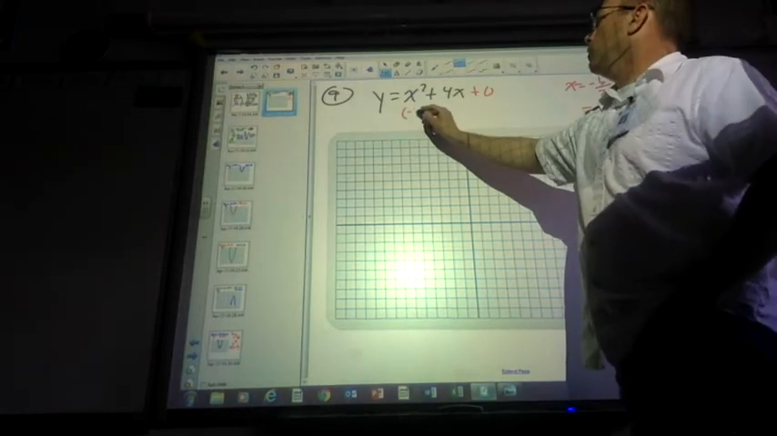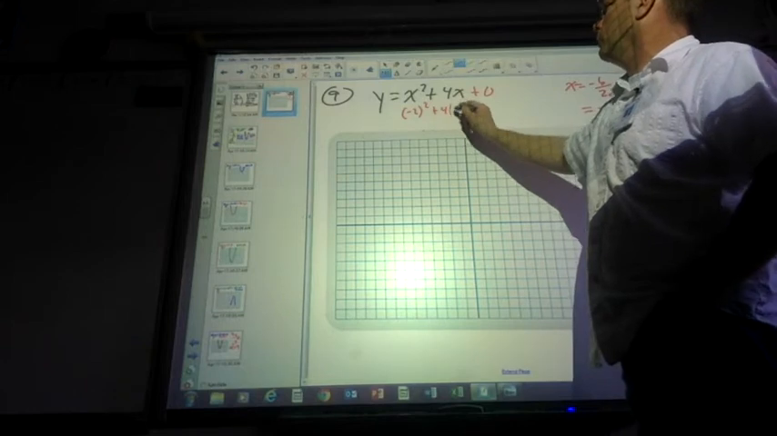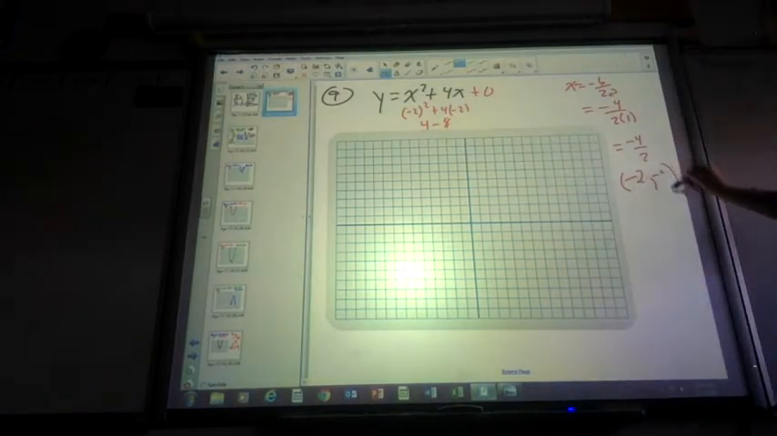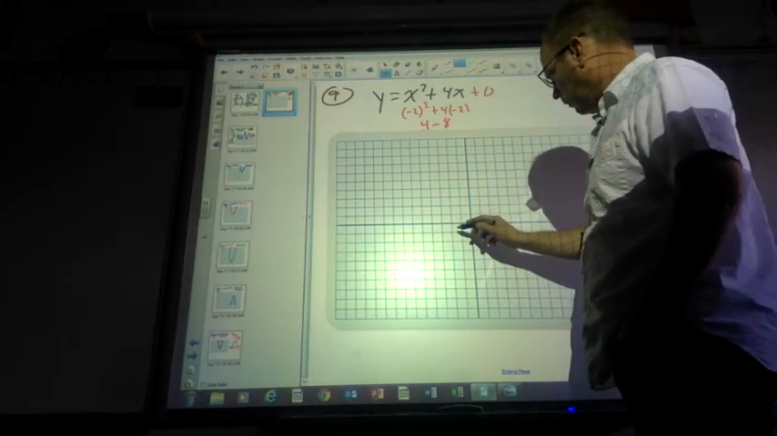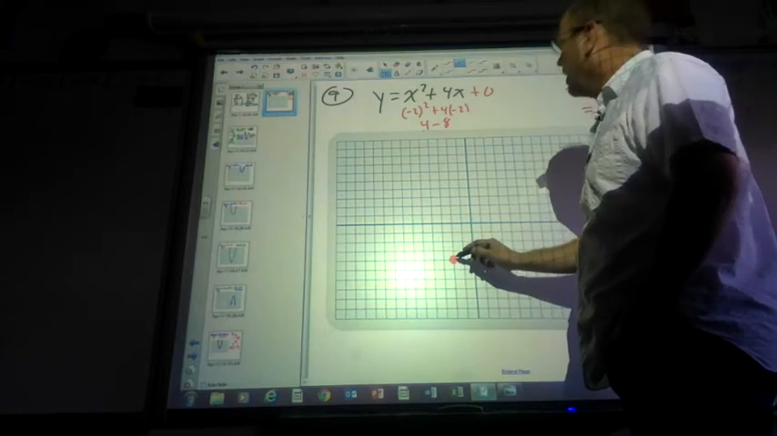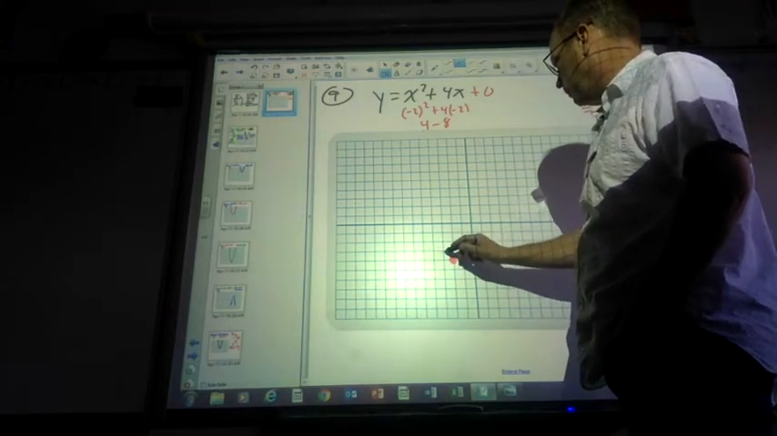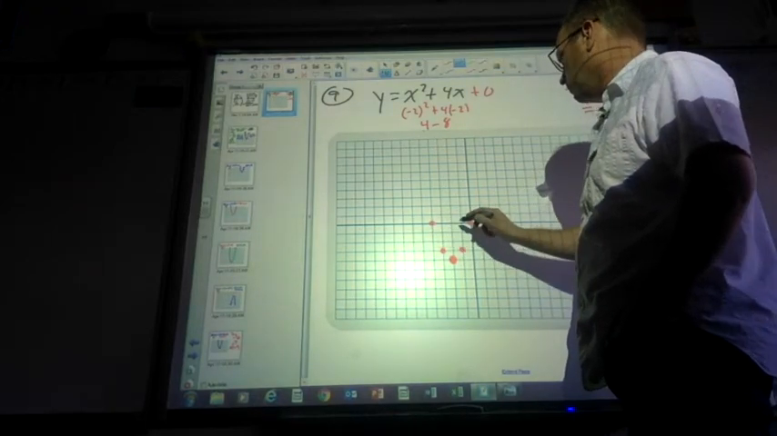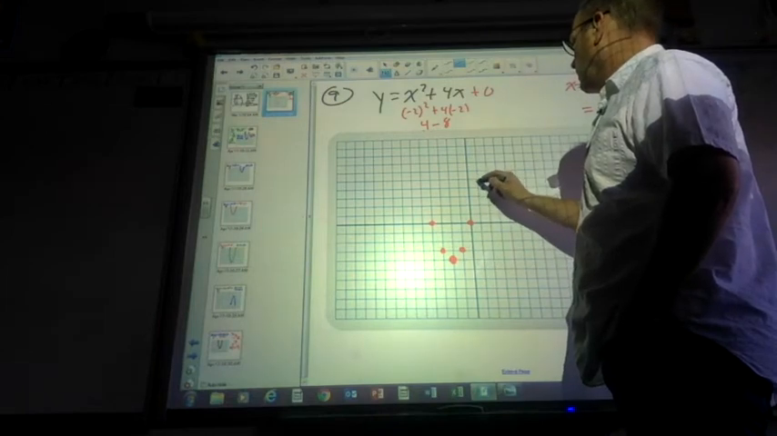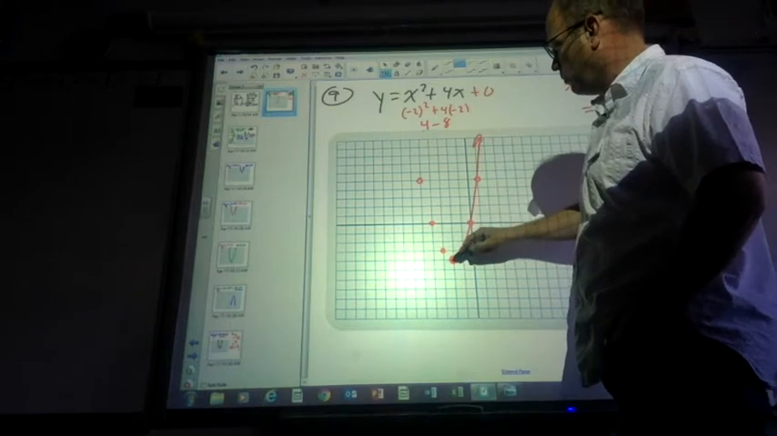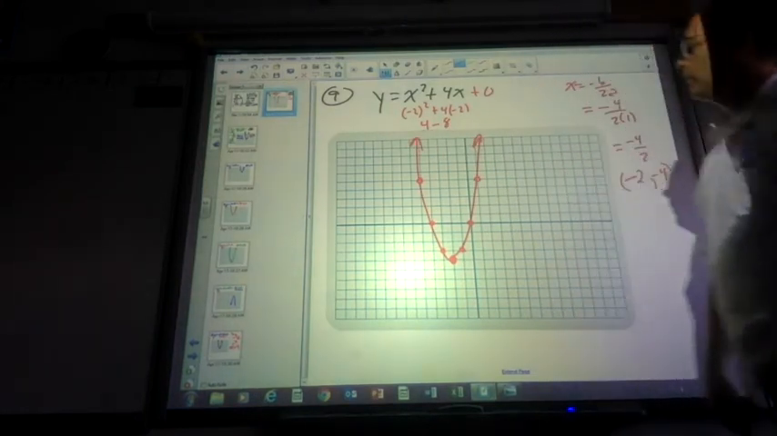So I'm going to get negative 2 squared plus 4 times negative 2. That's 4 minus 8, so I get negative 4. Right? Okay, negative 2, negative 4. 1, 3, 5. And then it's going to go right one up 1, left one up 1, right one up 3, left one up 3, right one up 5, left one up 5. Again, I'm plugging as much as I can in. The more data, the better. The more points we got, the better it looks.